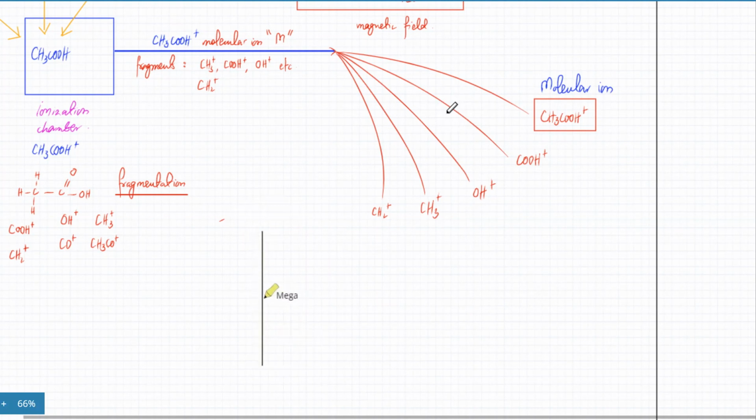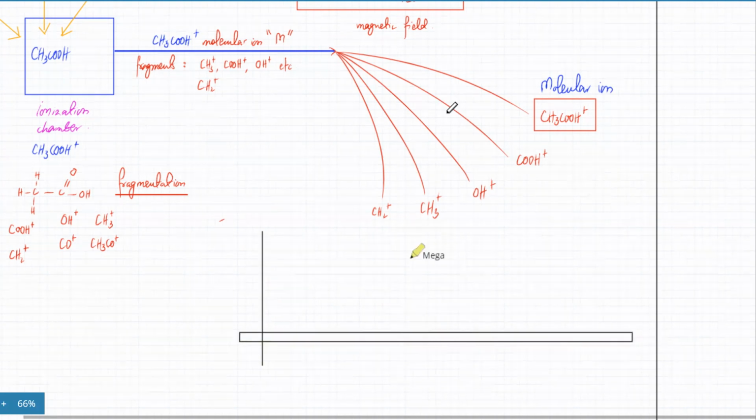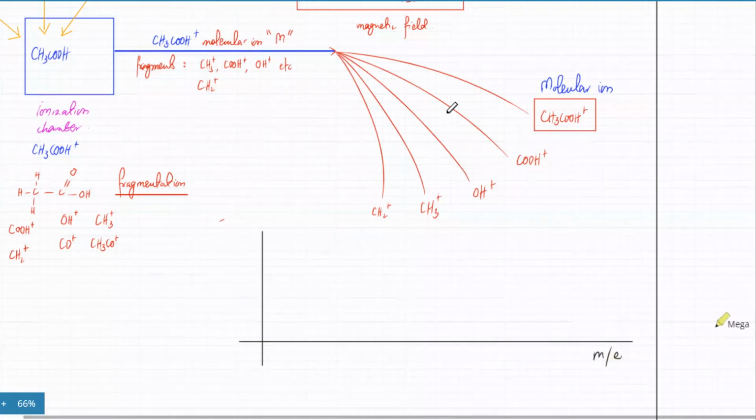Here's your y-axis. Here's your x-axis. And this axis is known as the mass. This axis has mass on it. This is written as m over e, where e is the charge. You can simply state that this is mass. Why? Because all the charges are +1, so it's the mass to charge ratio. And the other axis, the y-axis, is your abundance. It's your percentage abundance or relative abundance.